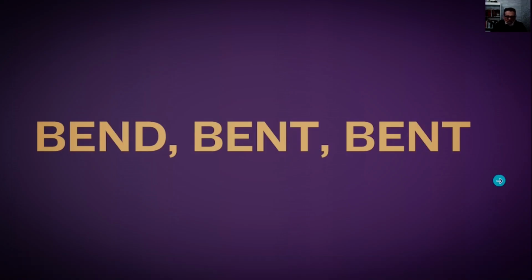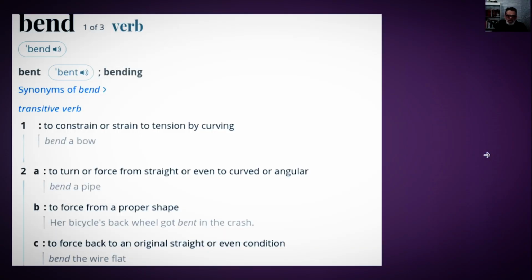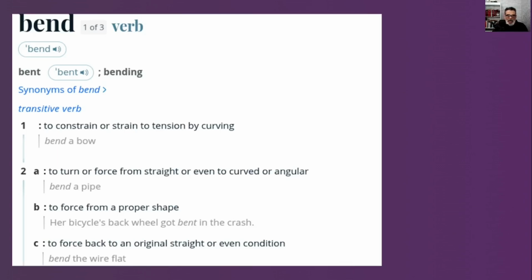Let's see the meaning of the verb. One of the best ways to learn English, to improve English, is to learn how to define a word. So how do you define this word? According to the Merriam-Webster dictionary, it is to constrain or strain to tension by curving, like bend a bow. To turn or force from straight or even to curved or angular.